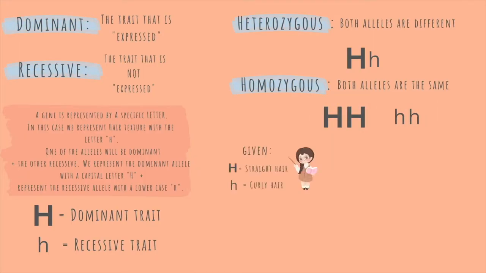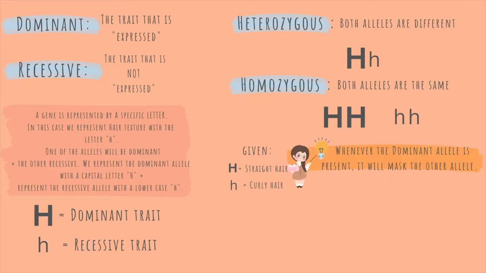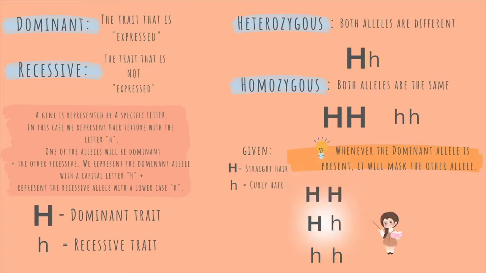Let's say we're given the following information. Big H equals straight hair, and little h equals curly hair. When the dominant allele is present, it will mask the other allele. We can only have three possible allele pairs here. Big H, big H, big H, little h, and little h, little h. What outcome will we get with the combination of big H, big H? Will we get straight hair or will we get curly hair? We will get straight hair because the dominant allele is present. In other words, the big H is present.